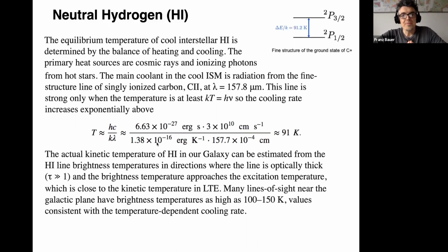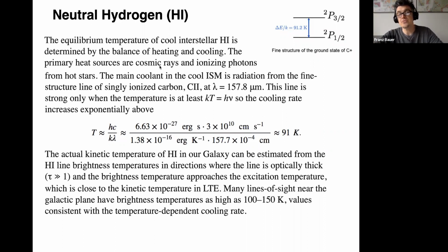So this equilibrium temperature of neutral hydrogen in the ISM is a balance of heating and cooling. And the primary heating source of the diffuse ISM is going to be cosmic rays and UV photons from hot stars. And so you calculate what's the ionizing distribution of photons from stars, and then what's the cosmic ray distribution from supernovae and whatnot. And this is typically harder to estimate.